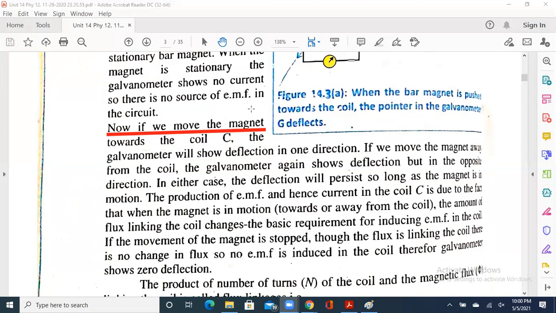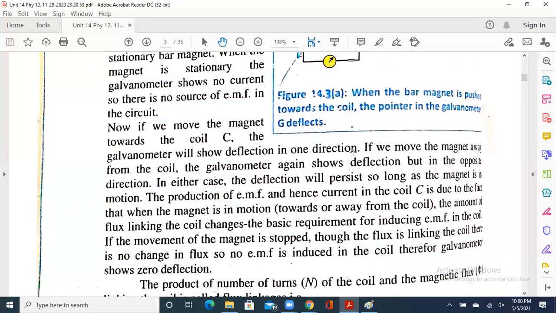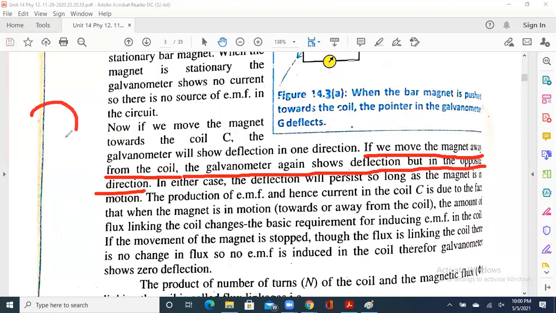Now, the second situation: if we move the magnet away from the coil, meaning it is going to a greater distance from the coil, then the galvanometer again shows deflection, but in the opposite direction. At first, you can see that when the magnet was moving towards the coil, the deflection was in this direction. The galvanometer was showing the deflection in this direction.